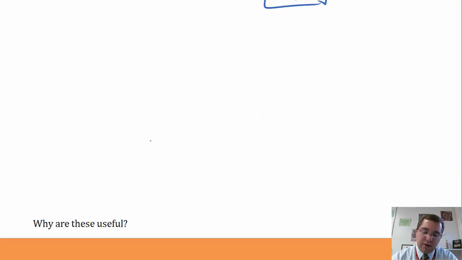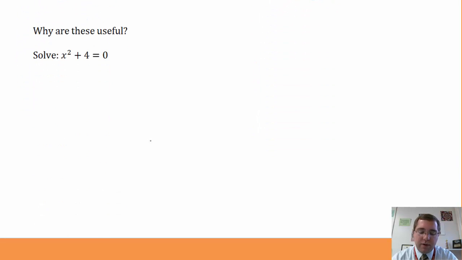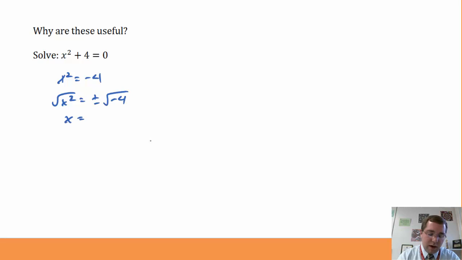Now, back to your question. Why are these useful? Why do this? Why make the square root of negative 1 i, other than it can do cool stuff like that? Well, it's useful. What if I had this equation, x squared plus 4 equals 0? Looks like a pretty harmless equation, right? It should have a solution. So, what happens if I try to solve it? This is the same as x squared equals negative 4, and I take the square root of both sides, and I get x equals plus or minus the square root of negative 4.